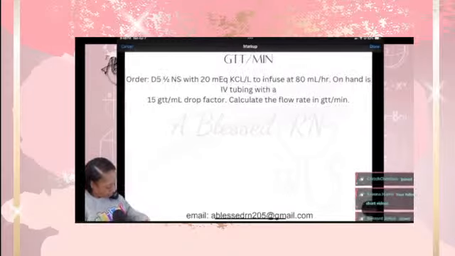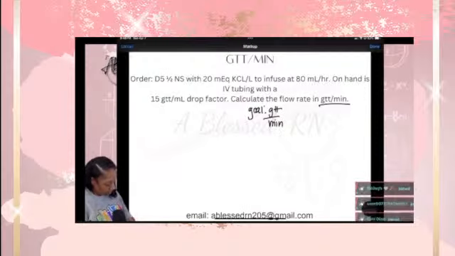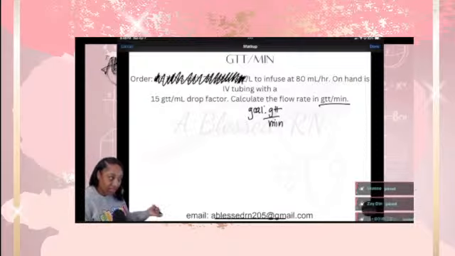Okay, so we are looking for drops on the top and minutes on the bottom. Remember what I said? All this stuff is fluff, but this says liter, right? So we know that 1 liter is how many milliliters?